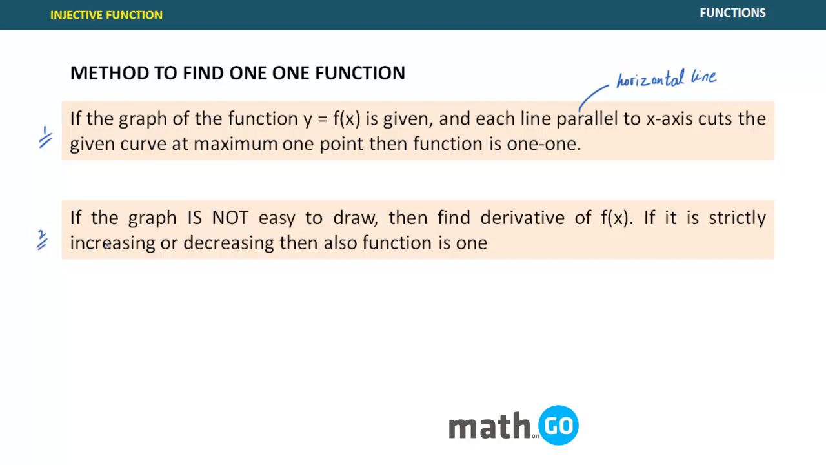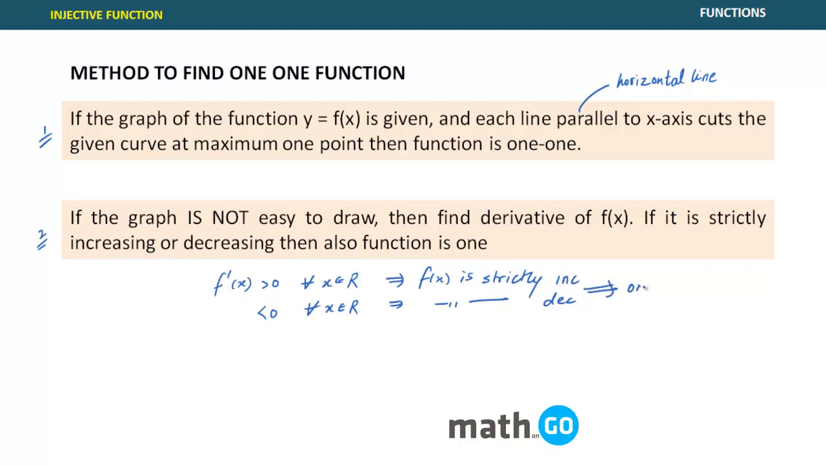The second method is that you find the derivative. If you cannot draw the graph or the graph is not easy to draw, then find the derivative of f(x), that is find f'(x). If f'(x) is greater than 0 for all values of x belonging to R, that means f(x) is strictly increasing. Got it? So if either f(x) is strictly increasing, or you get the condition that f'(x) is less than 0 for all values of x belonging to R, that means f(x) this time is strictly decreasing, then I can say the function is one-one, right? In both the cases. Let me just highlight both things by drawing diagrams for you.